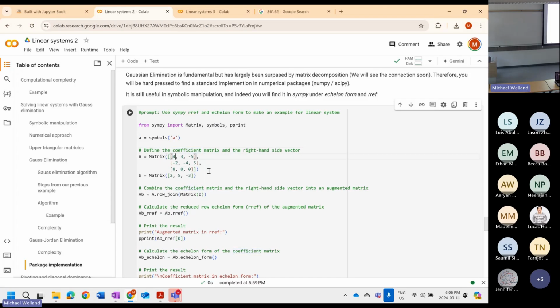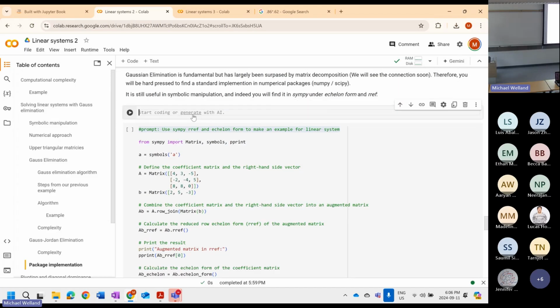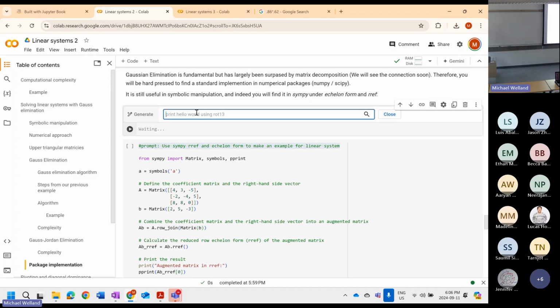Let's see. I'm just going to put this in here. Oh, I know why I kept this here. Yes, I'm going to do a live demo. Generate with AI.